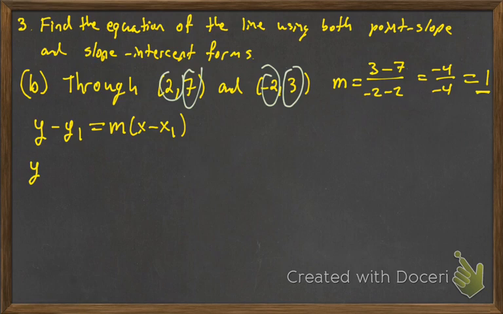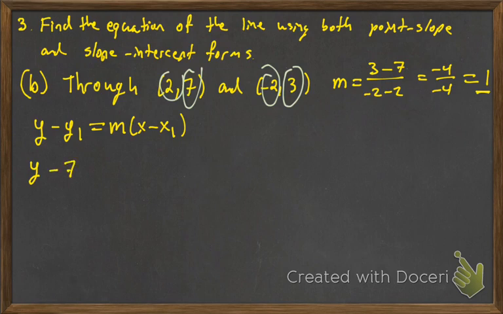Okay. Now at this point, when we're substituting in for x1 and y1, it does not matter which one we use. 2, 7, or minus 2 and 3, we're going to get the same equation of the line. It's kind of up to you. I usually like to use the point that doesn't have any negatives, if possible. Maybe if it has a 0 in one of the coordinates. But I'm going to go ahead and probably use the 2, 7.